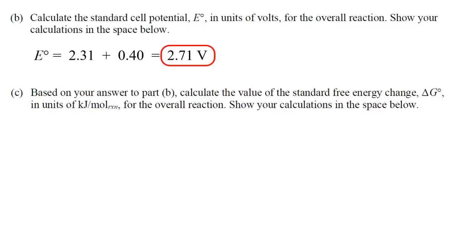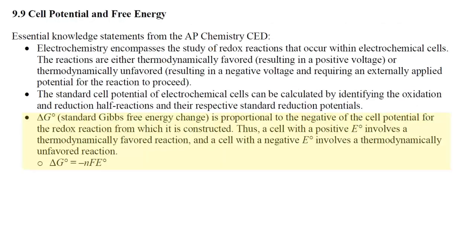Now in part C of this question, it says, based on your answer to part B, which is positive 2.71 volts, calculate the value of the standard free energy change, delta G, in units of kilojoules per mole of reaction for the overall reaction. So if we look at one of the essential knowledge statements for topic 9.9, cell potential and free energy, we can see that the delta G, the standard Gibbs free energy change, is proportional to the negative of the cell potential for the redox reaction from which it is constructed.